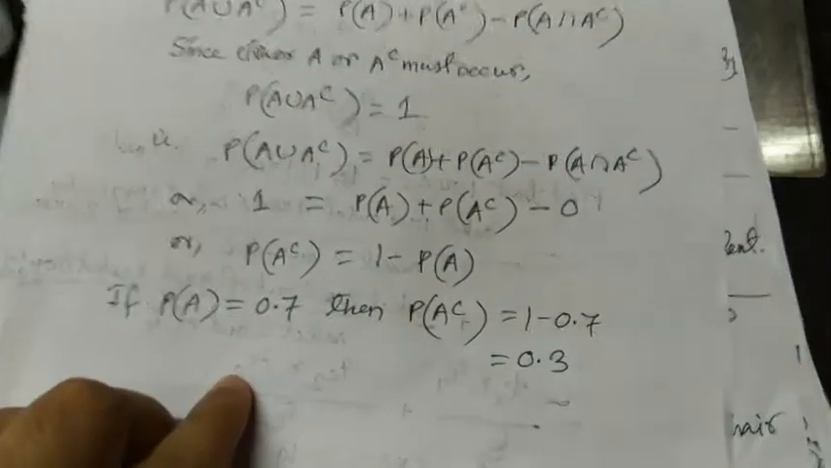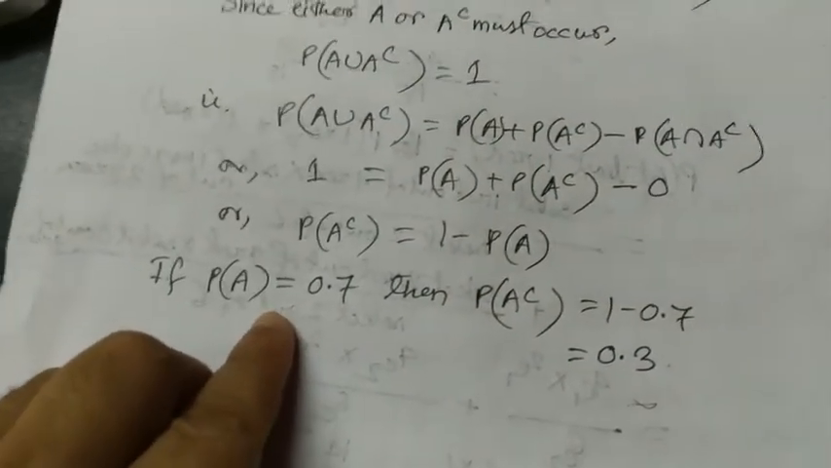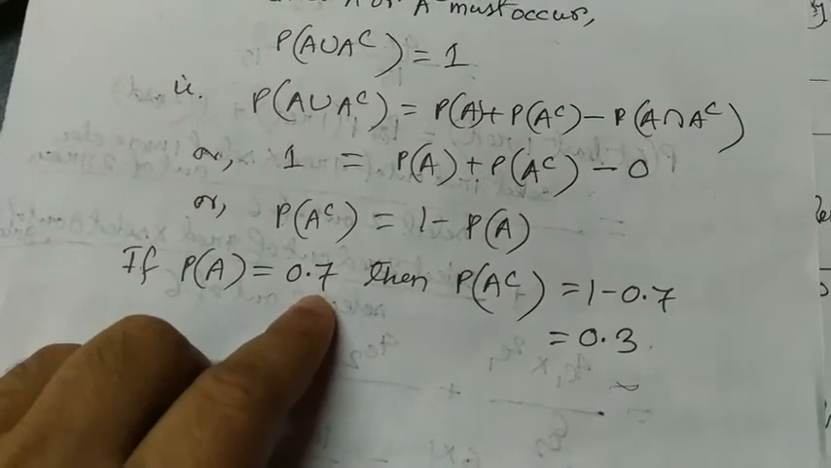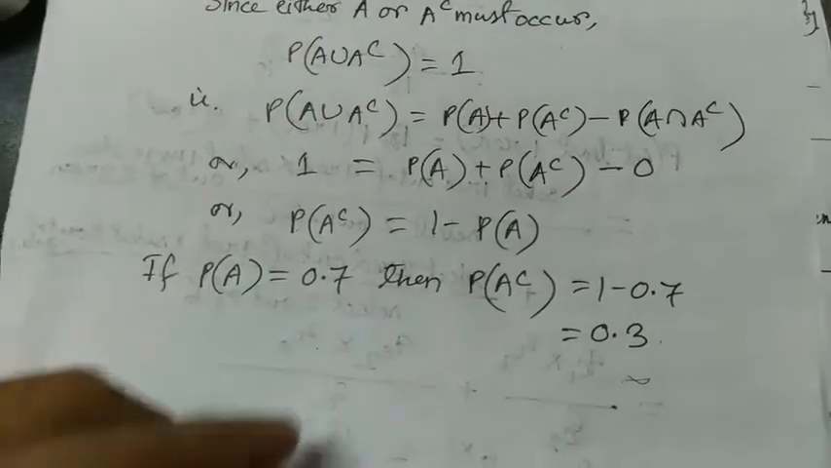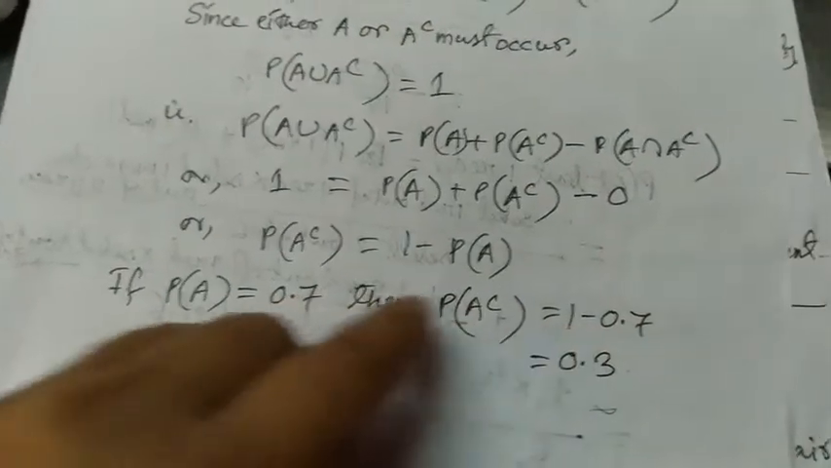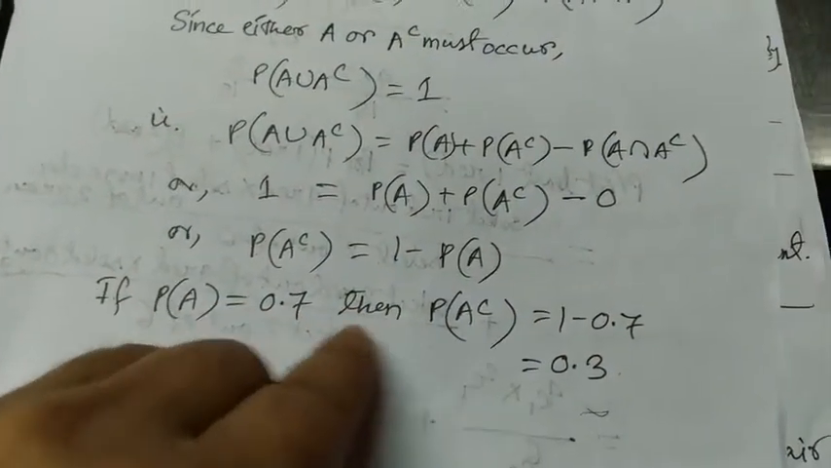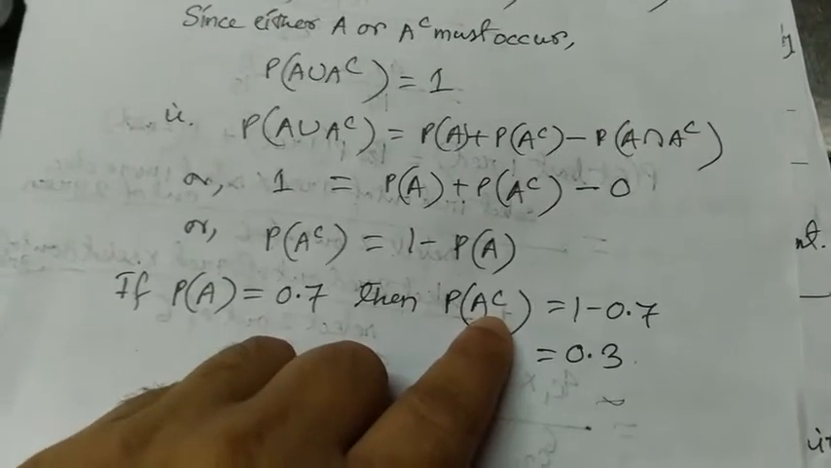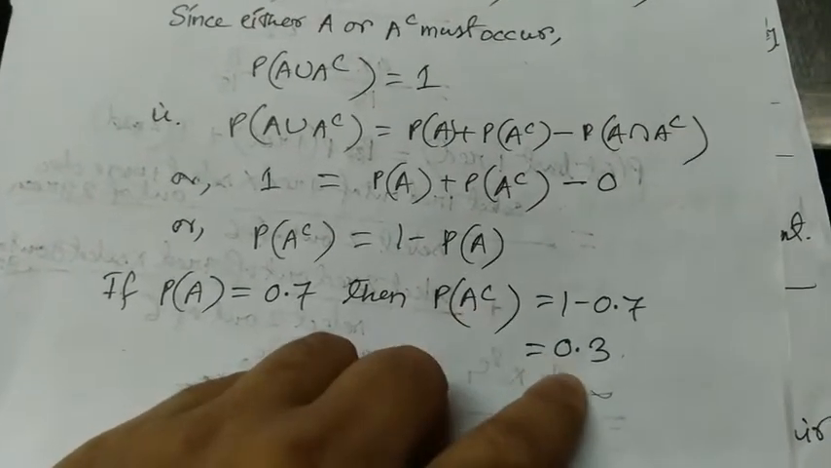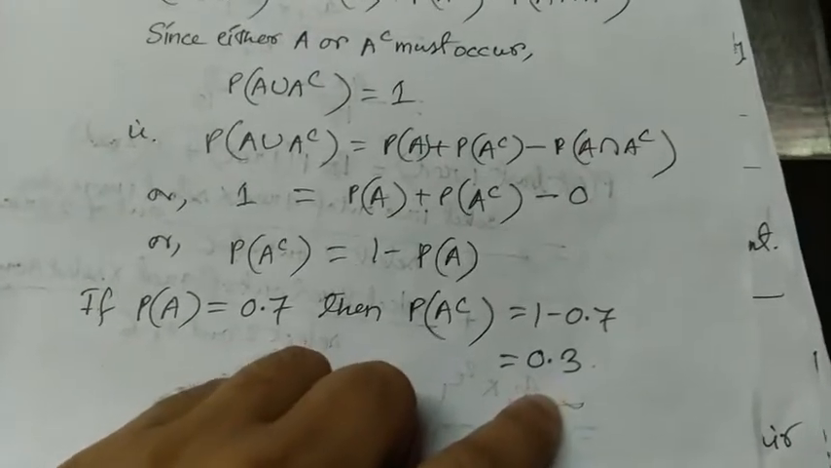So let's see one example. If the probability of A is 0.7, then the total probability can be 1. So obviously the probability of A complement, that is AC or A prime, is 0.3.